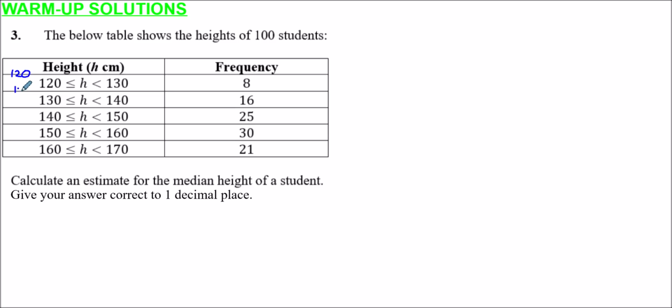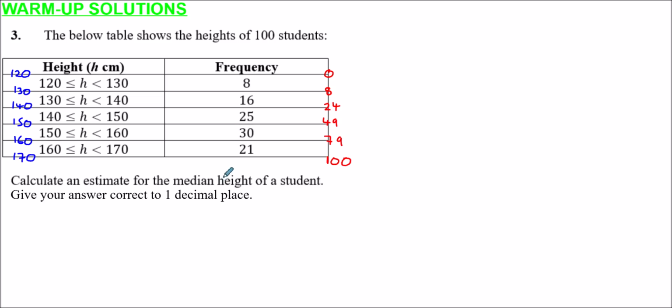The next boundary is 130, 140, 150, 160, and the upper limit here is 170. We then do a list of cumulative frequencies. So always start with 0 with cumulative frequency, add 8, 8 plus 16 is 24, 24 plus 25 is 49, 49 plus 30 takes us to 79, and finally 79 plus 21 is 100.